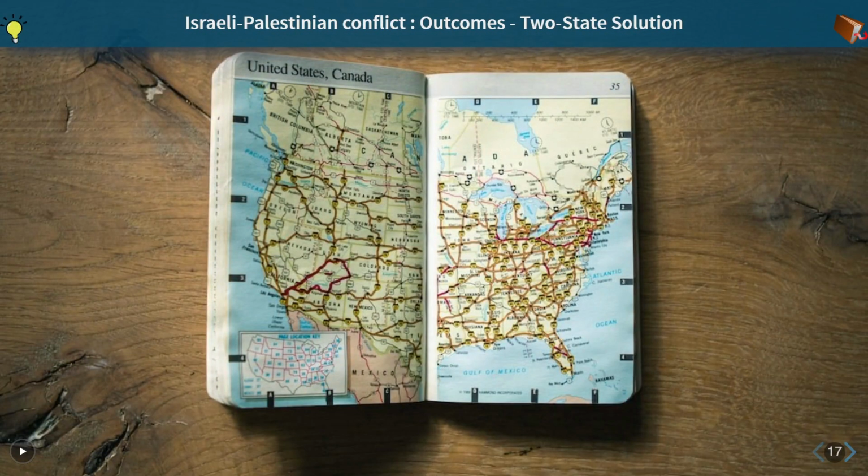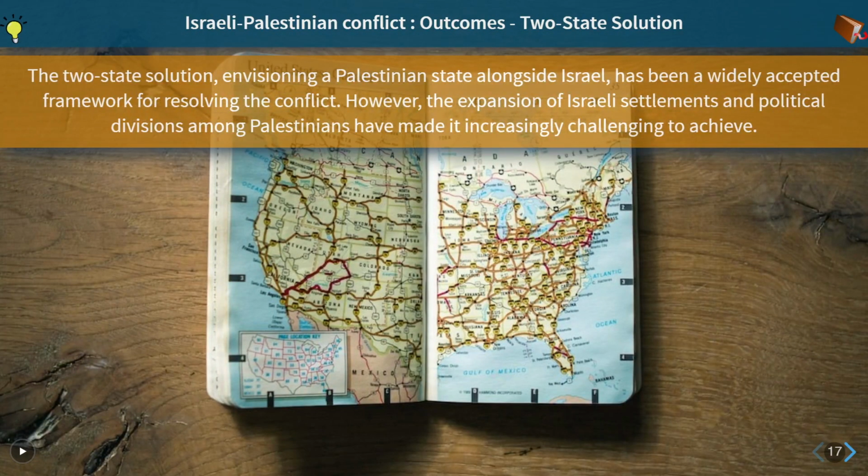Two-state solution. The two-state solution, envisioning a Palestinian state alongside Israel, has been a widely accepted framework for resolving the conflict. However, the expansion of Israeli settlements and political divisions among Palestinians have made it increasingly challenging to achieve.